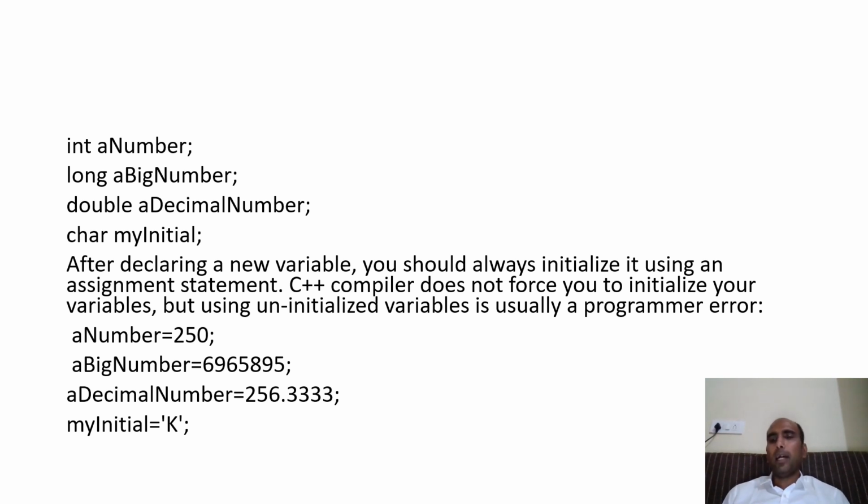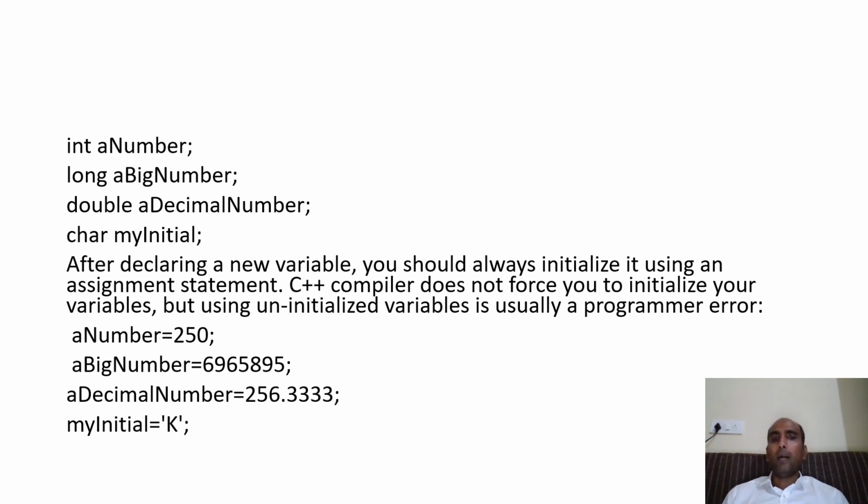Some of the data types I have mentioned here: integer type variable, a number; long type variable, a big number. This is the name of variable. A double type variable name, a decimal number; a character type variable name, my initial. And let's see, I have defined a value also. So a number storing 250, that is in the range of integer.